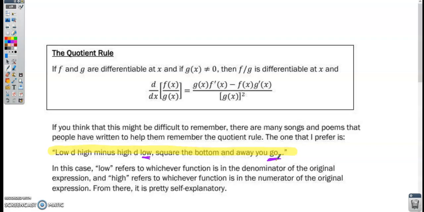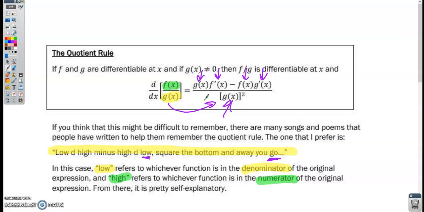And in this particular poem, low refers to whatever's in the denominator. That's your g of x. And high refers to the numerator. High refers to your numerator of your original. And so there you see what we've got going on. You can see it going across low d high minus high d low, square the bottom, and away you go. And that is your quotient rule.